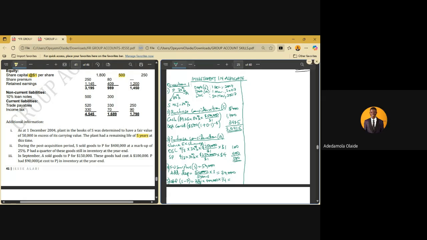Don't let us shoot ourselves in the leg. We are quoting the figures in thousands, so let me put all of the figures under that same heading. So this will be 30, this will be 20. Fair value surplus too.